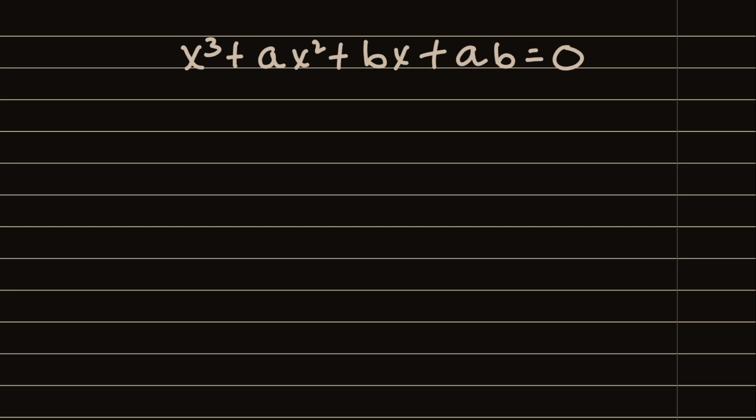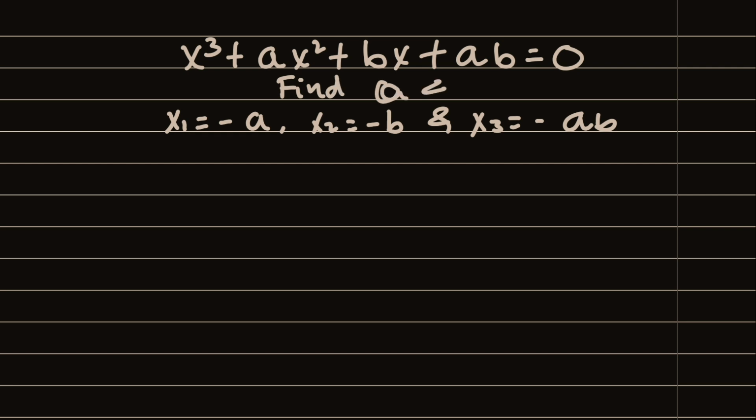x cubed plus a x squared plus b x plus ab equals 0. This is a cubic equation and we have roots. The roots are x1 equals minus a, x2 equals minus b, and x3 equals minus ab. These are our roots. We are going to find a and b.